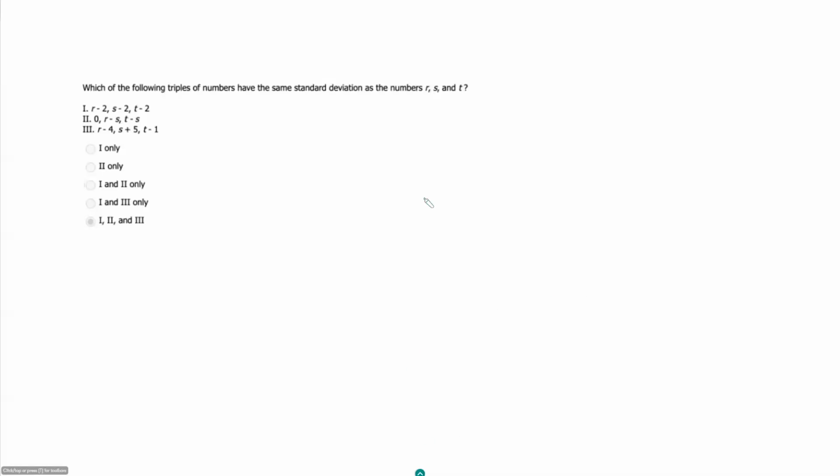Which of the following triples of numbers have the same standard deviation as the numbers r, s, and t? So we have some set of numbers r, s, and t, for which we do not know the standard deviation, and yet we need to find another set of numbers that will have the same standard deviation.